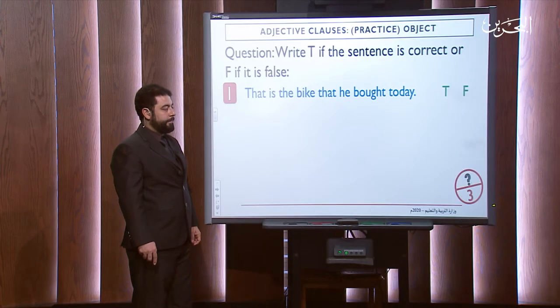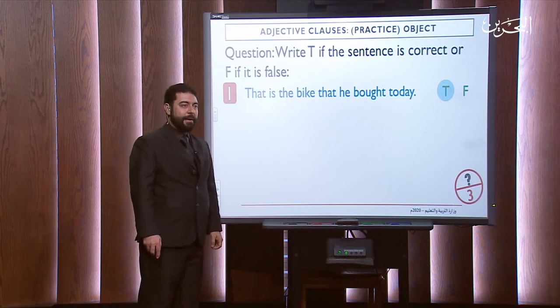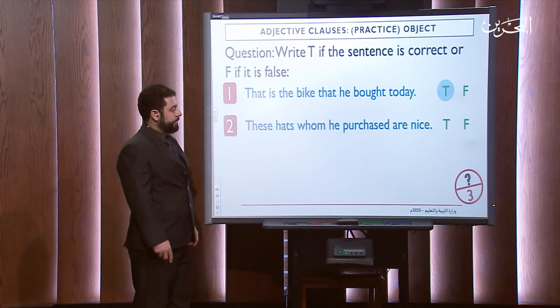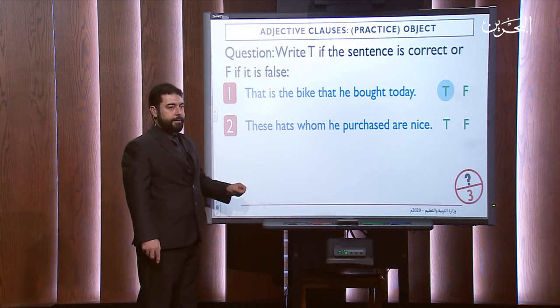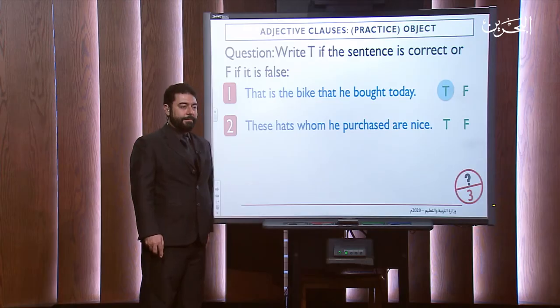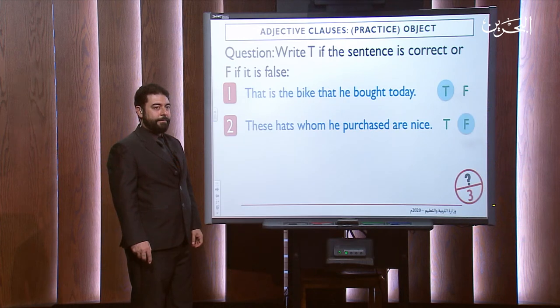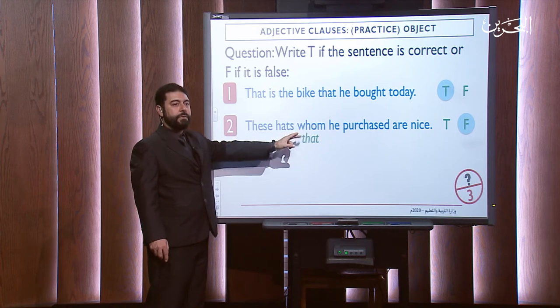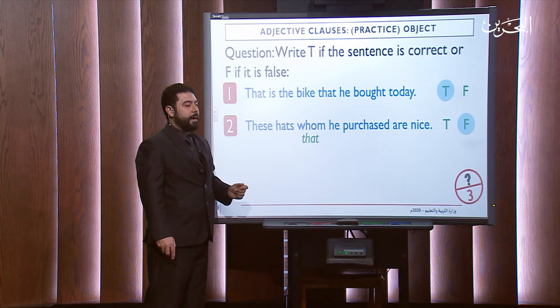Okay, let's check. 1, 2, 3. Correct. That is the bike that he brought today. That is the bike he brought today. Let's check number two. These hats whom he purchased are nice. Is this sentence correct or false? Okay, let's check. False. Why is that? Because whom is used for people who are objects. So these hats that he purchased are nice.